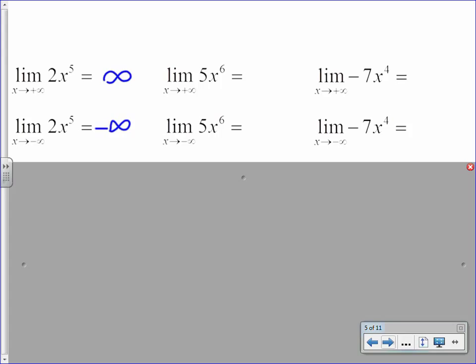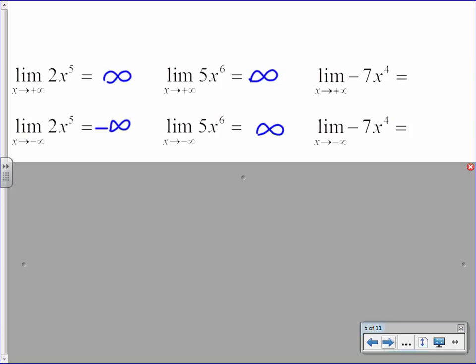How about 5x to the 6th? If we go towards positive infinity, what's happening on the right side of our graph? It's rising. And if we look at the limit towards negative infinity, what's happening on the left side? It's also rising because we have an even degree.